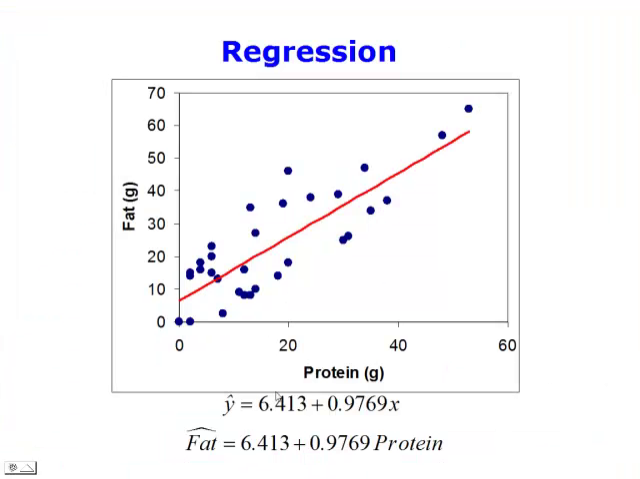So the line that best fits this data is equal to 6.413 plus 0.9769x. You'll also see it written as fat hat equals 6.413 plus 0.9769 times the protein. Notice the little hat that's above the word fat. That symbol means predicted. So if you were to write this in English, this would be the predicted amount of fat is equal to 6.413 plus 0.9769 times the amount of protein.